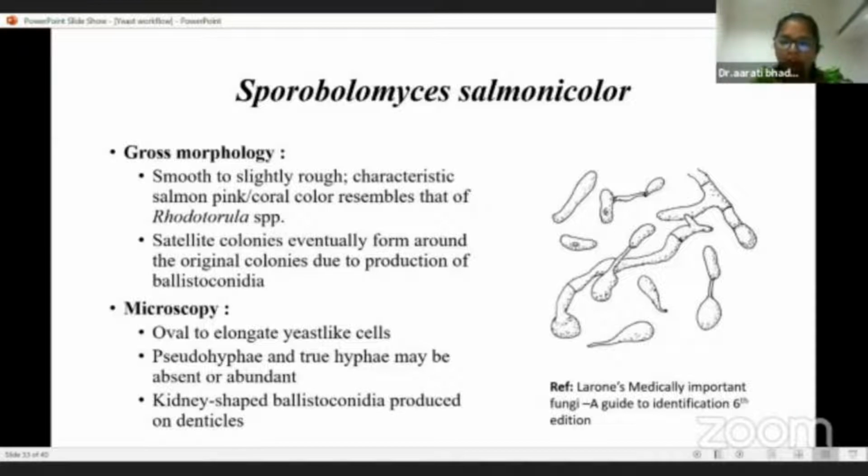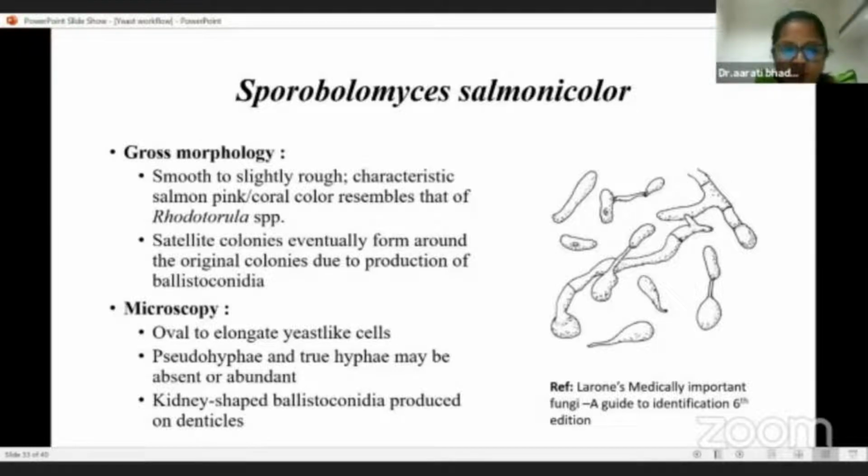Both the surfaces will be facing each other, and the inoculated media will be on the upper side. So if the Ballistoconidia are formed, they will be shot, and they will produce satellite colonies. On the downside surface of the cornmeal agar, there will be two surfaces. On the upper surface where we have inoculated, the colonies will develop the next day, yeasty colonies.